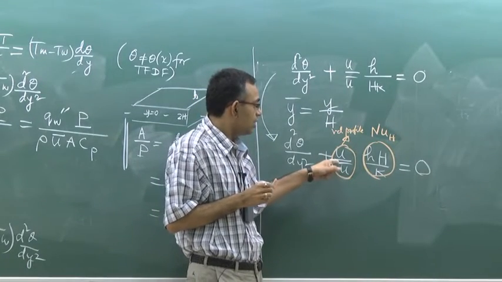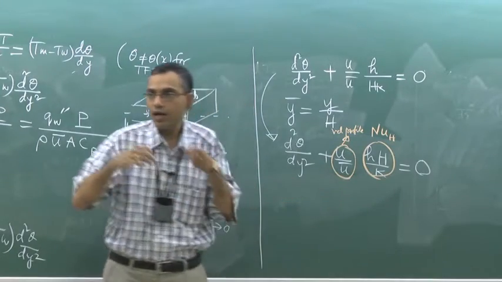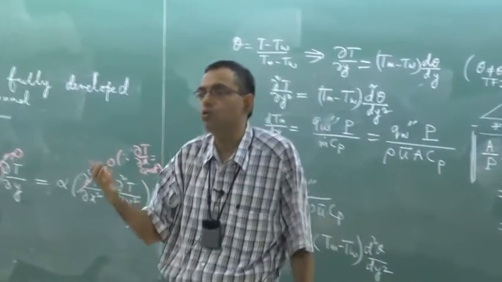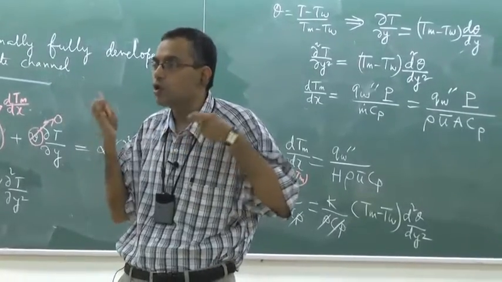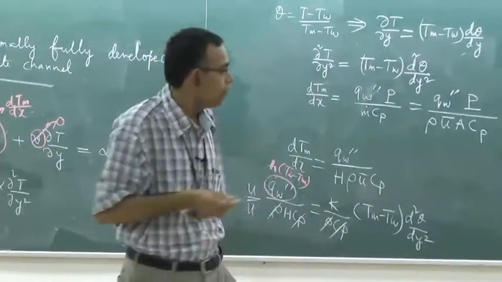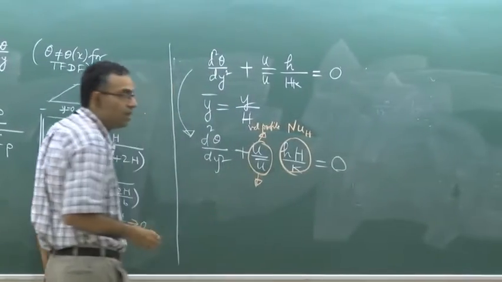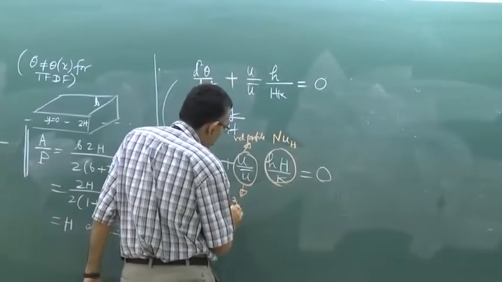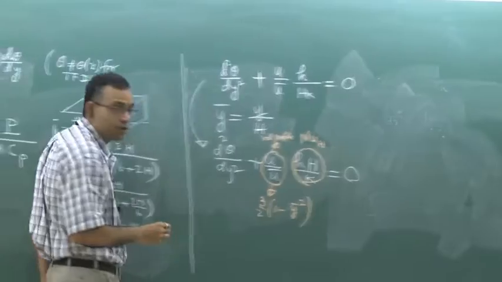Then complete the remaining derivation. I will do the derivation for a more involved scenario when u by u average is not equal to 1, but it is a fully developed pressure driven flow, that is Poiseuille flow. So for a plane Poiseuille flow, what is the velocity profile? U by u average is equal to 3 by 2 into 1 minus y square by h square.